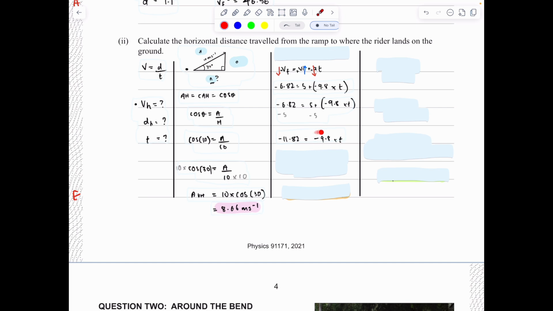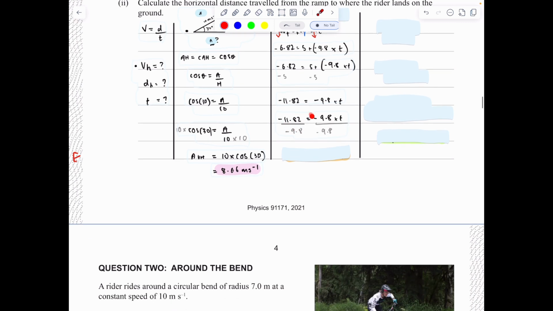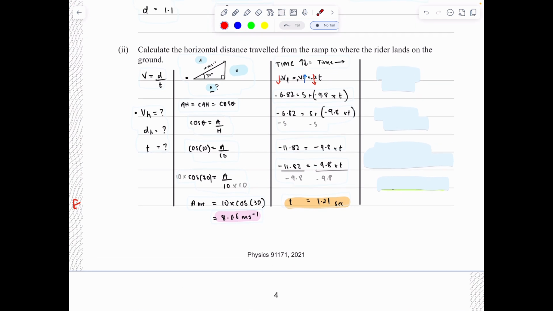What I have left on this side of the equal sign is my negative 9.8 times t. So to get rid of times negative 9.8, I divide this whole side by negative 9.8. That means I divide this whole side by negative 9.8. This cancels out. I'm left with t equals negative 11.82 divided by negative 9.8. Popping this into my calculator, I get 1.21 seconds. Okay, that is worth a merit.